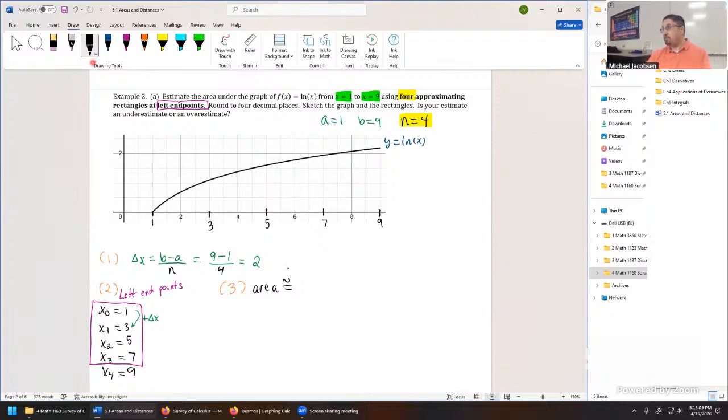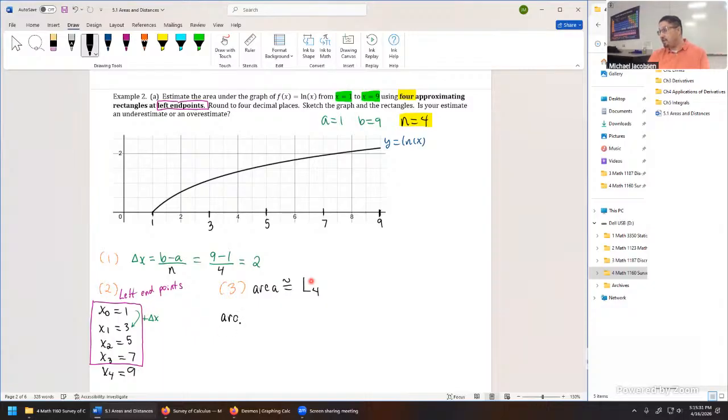is going to be approximately equal to, on the last problem we called it R6 because we were using right endpoints with 6 approximating rectangles. But this one is asking for left endpoints. So we're going to call the area approximately equal to L4. So that's just a name that comes up here and there in the notes. If it's left endpoints, that's just the shorthand way of saying that, L4 for that.